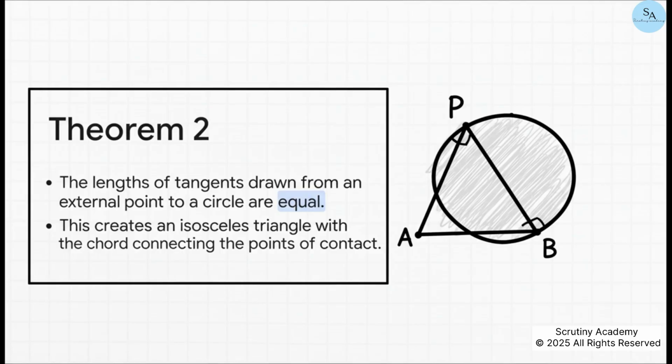Now for theorem number 2. This one is also a game changer. If you pick any point outside a circle and you draw two tangent lines from that point to the circle, the lengths of those two tangents will always be equal. And this is the part that's so cool for solving problems. It immediately gives you an equation. This length equals that length. It turns tricky geometry into simple algebra.